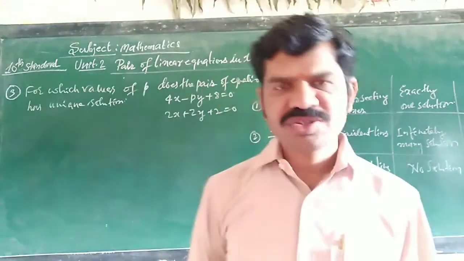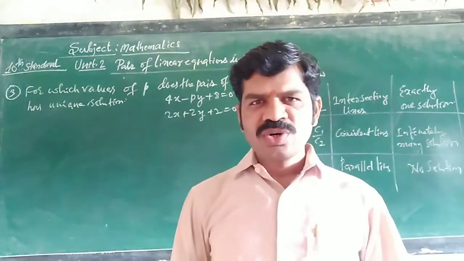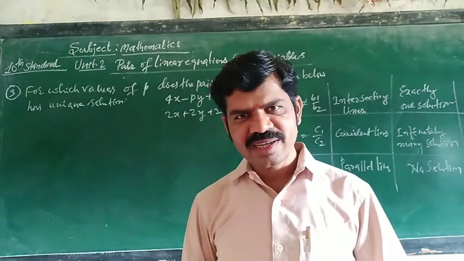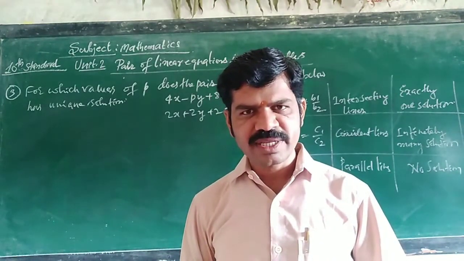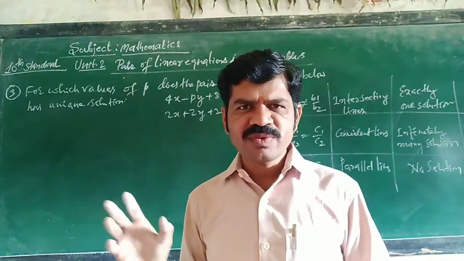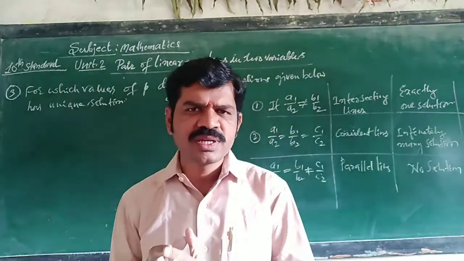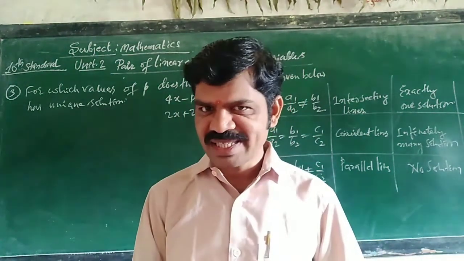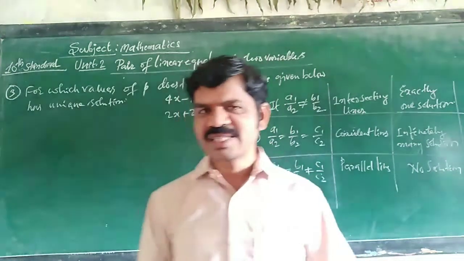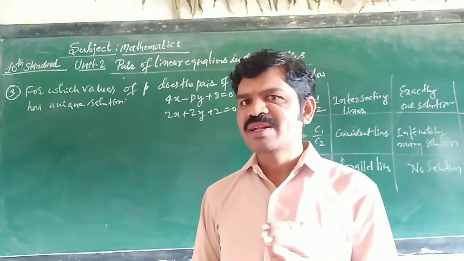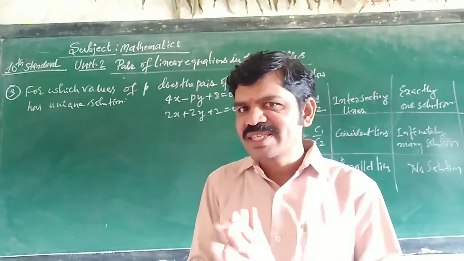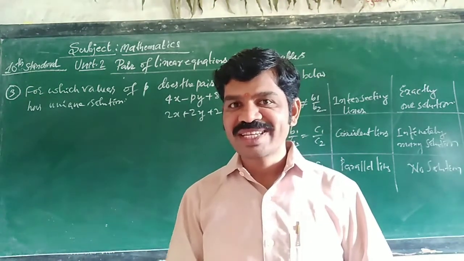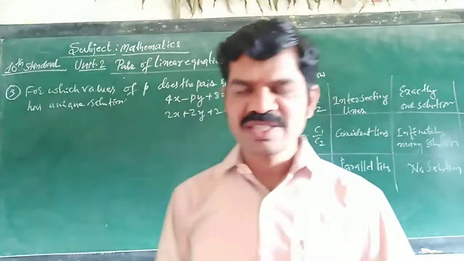Dear students, in the pair of linear equations we have completed 3 methods of finding x and y values: the substitution method, the elimination method and the cross multiplication method. We have some other kinds of problems. We need to recall the 3 kinds of lines: intersecting lines, parallel lines and coincident lines, and the conditions for them. We have to remember all those things in this problem. Let us stop this session and continue with the next concept of pair of linear equations.